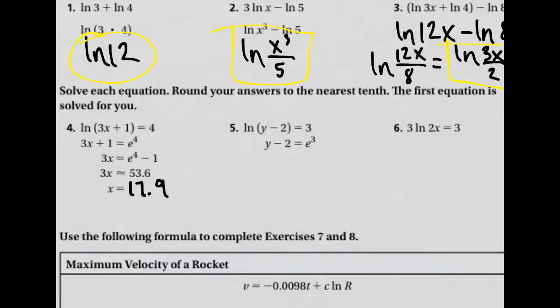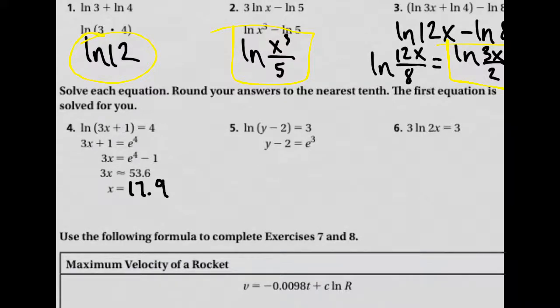Number 5. Steps are very, very similar, basically the same. ln of y minus 2 equals 3. Turn it into exponential form. The base is e, so e to the 3rd power. Remember, the base here that we don't write is e because it's a natural log. If it said the word log, then you would use the base 10. e to the 3rd power equals y minus 2.